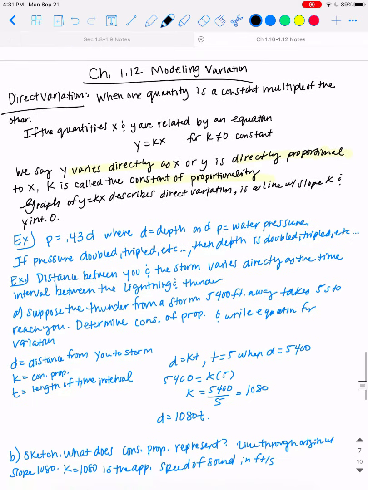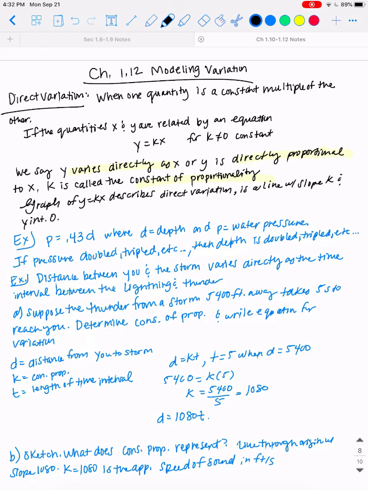Okay, so chapter 1.12 is modeling variation. So direct variation is when one quantity is a constant multiple of the other. So if the quantities x and y are related by the equation y equals kx for k not equal to 0, where k is a constant, we say that y varies directly as x or y is directly proportional to x, and k is called the constant of proportionality. So the graph of y equals kx describes direct variation. That's a line with slope k and y-intercept 0.